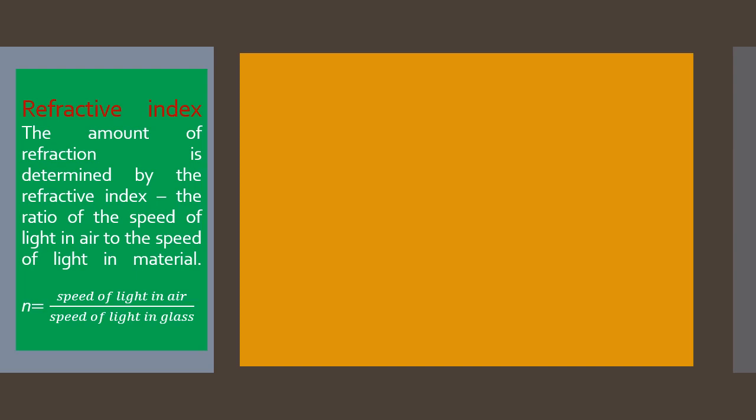Refractive index. The amount of refraction is determined by the refractive index, the ratio of the speed of light in air to the speed of light in material. That can be expressed using this formula: n is equal to the speed of light in air divided by the speed of light in glass.